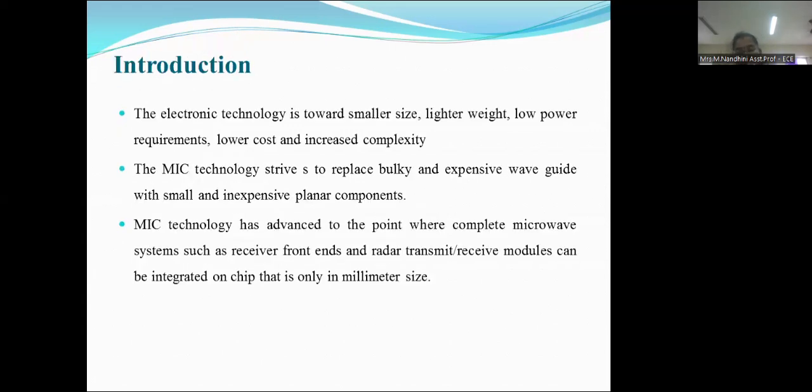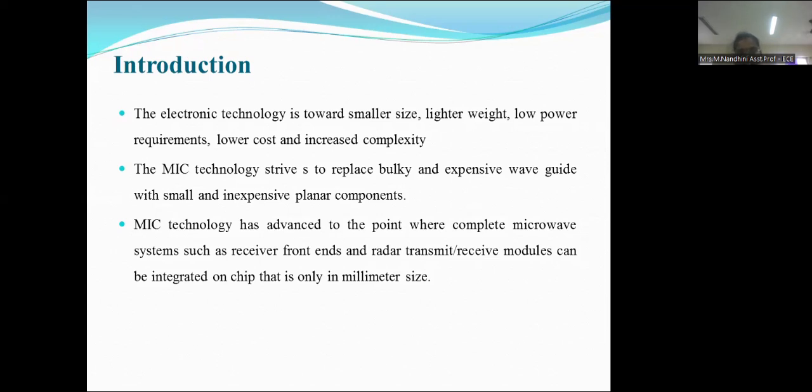Nowadays, electronic technology is moving towards small size, light weight, low power requirements, low cost, and increased complexity. MIC technology is a specific answer for all of them. It serves to replace bulky and expensive waveguide with small and inexpensive planar components. It replaces the bulky devices, and they are very small in size and low cost.